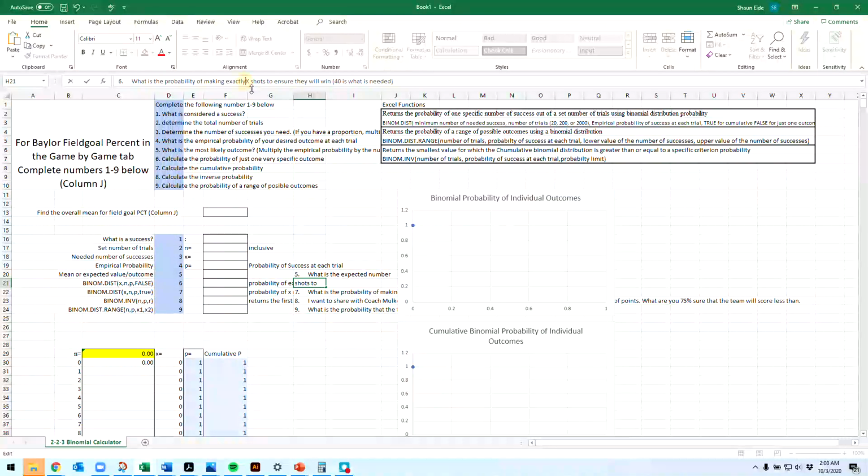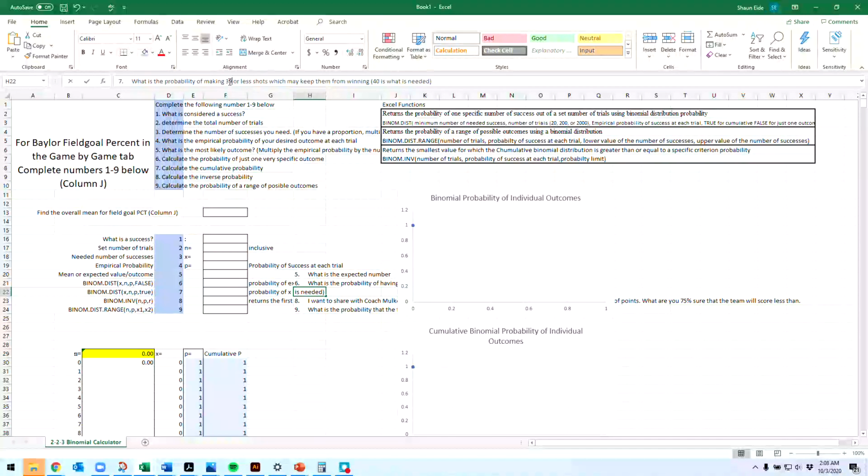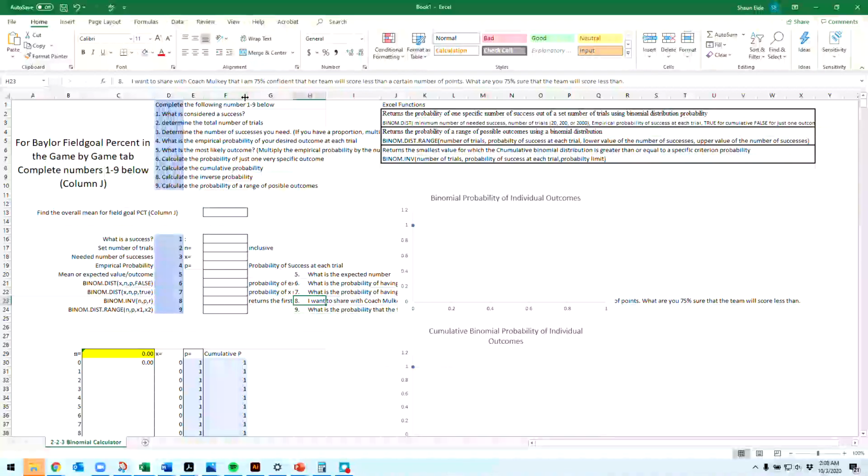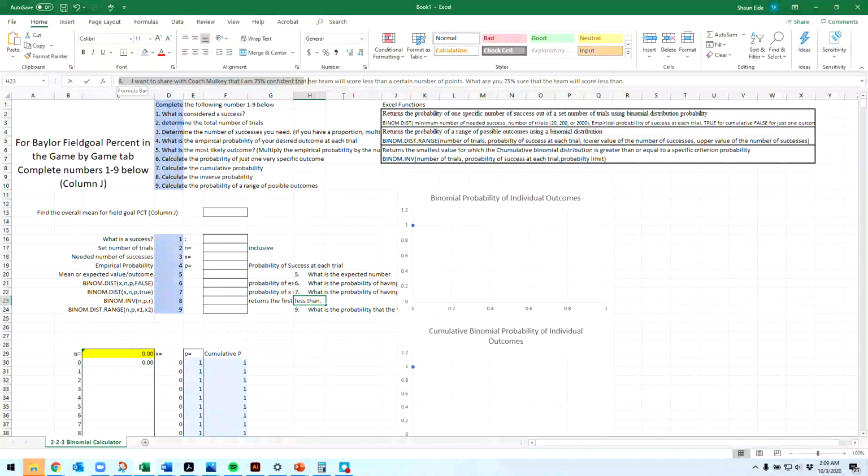X number of successes, or of having exactly X number of successes? Okay, then next, what is the probability of having X or less number of successes? And so just keep on going all the way down, having X, and then let's go to this one right here.